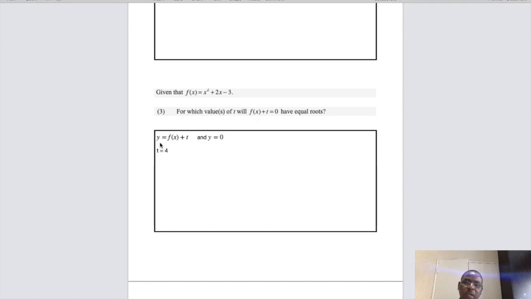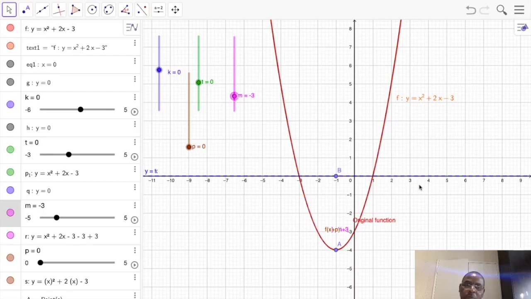So we need to draw the graph of y equals f of x plus t. Then the function on the right-hand side is 0, so we must draw the graph of y is equal to 0. The graph y is equal to 0 is the x-axis, so it's drawn already. We need to fix it there. Otherwise, the graph that we need to draw now is the graph of y equals f of x plus t.